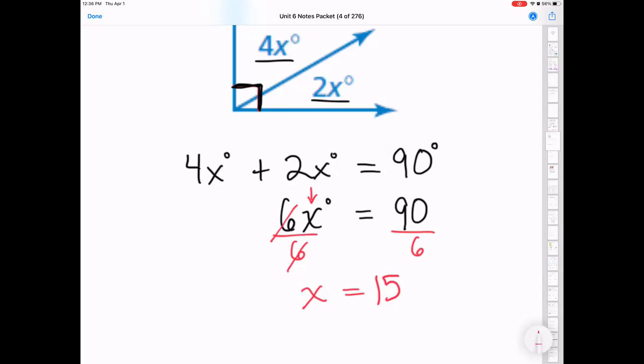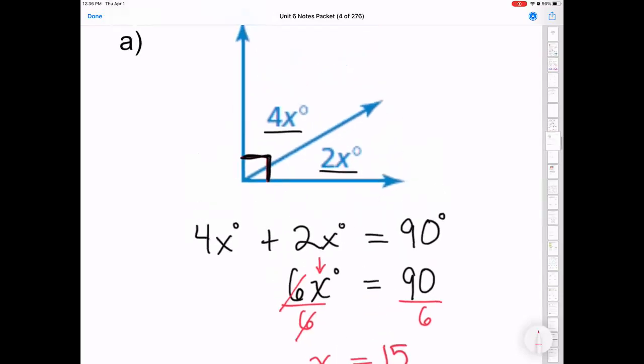Now, what we need to do with that is plug it in for each part. So for example, we have 4x, right? We're going to take our x value that's 15 and plug it in for the x. So when we do that, we would have 4 times 15, which this angle then comes out to be 60 degrees. Okay. Likewise, we're going to go ahead and plug in 15 for this second angle. So we would have 2 times 15. And so this bottom angle, 2 times 15, is 30 degrees.